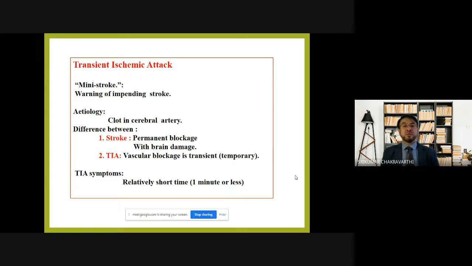Three slides ago, I mentioned TIA or transient ischemic attack. What is a TIA? A TIA is nothing but a mini stroke. A person feels that he has got a stroke, he feels weakness on one side of the body, but it is not a total stroke. It is a warning of an impending stroke. It could probably mean there is a clot in the cerebral artery. A TIA usually is transient and the person recovers within a few minutes, while a stroke is a permanent blockage and that results in brain damage.